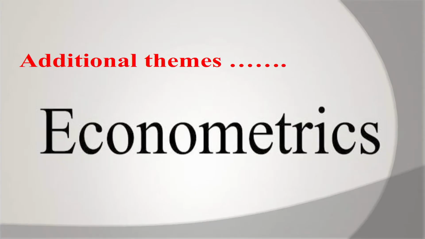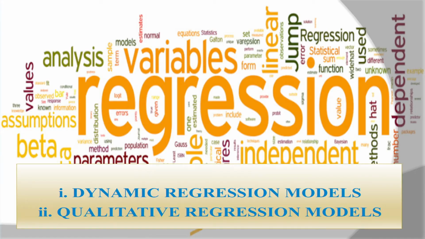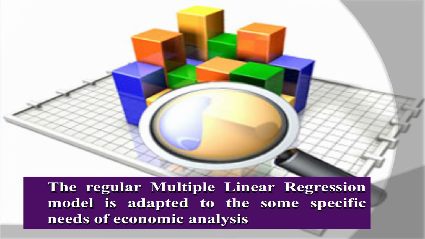We have so far discussed the common themes of econometric methods. Now we are going to discuss some additional themes in econometrics. We have planned to discuss two themes in this series. The first one is the discussion on dynamic regression models, and the second one in this series is the qualitative regression models. In this discussion today, the regular econometric model is adapted to some specific needs of economic analysis.